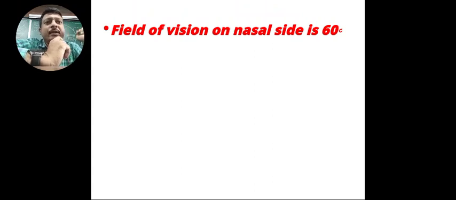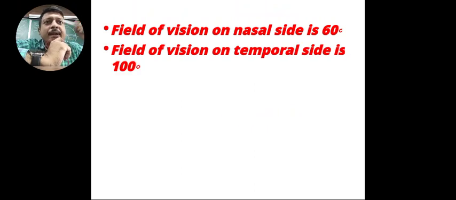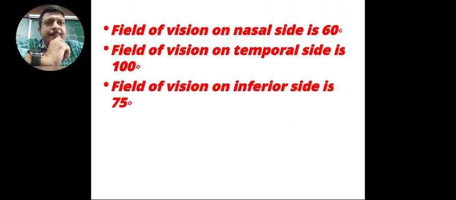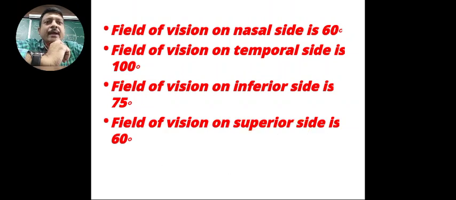Now, the normal field of vision. On the nasal side it is about 60 degrees, as it is obstructed by the nose. Field of vision on the temporal side is about 100 degrees. Field of vision on the inferior side is about 75 degrees. And field of vision on the superior side is about 60 degrees.